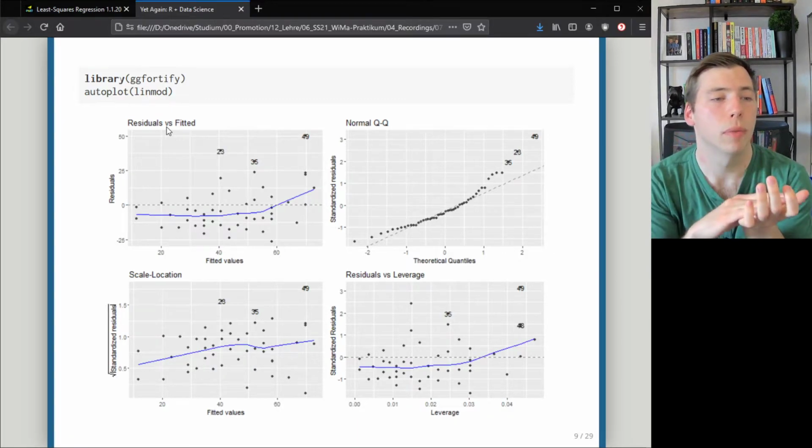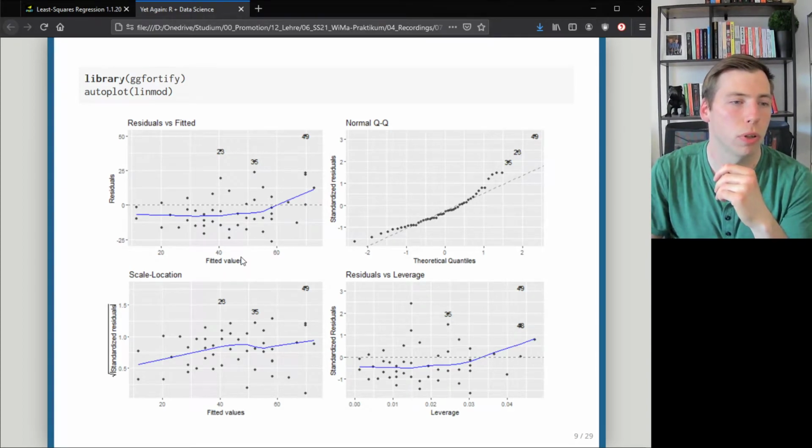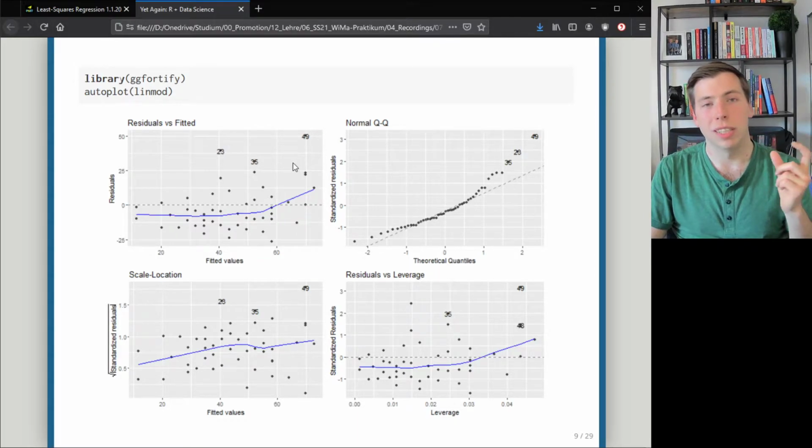Here you can see the residuals plotted against the fitted values, and you see some points are numbered. These are the rows of the observation in our initial data set, which helps us to identify potentially bad values in our data set to maybe exclude.